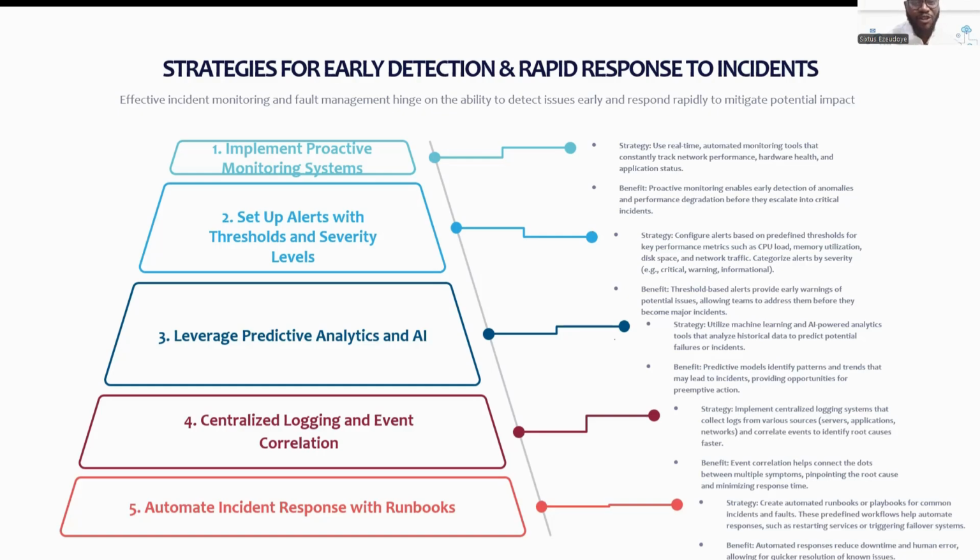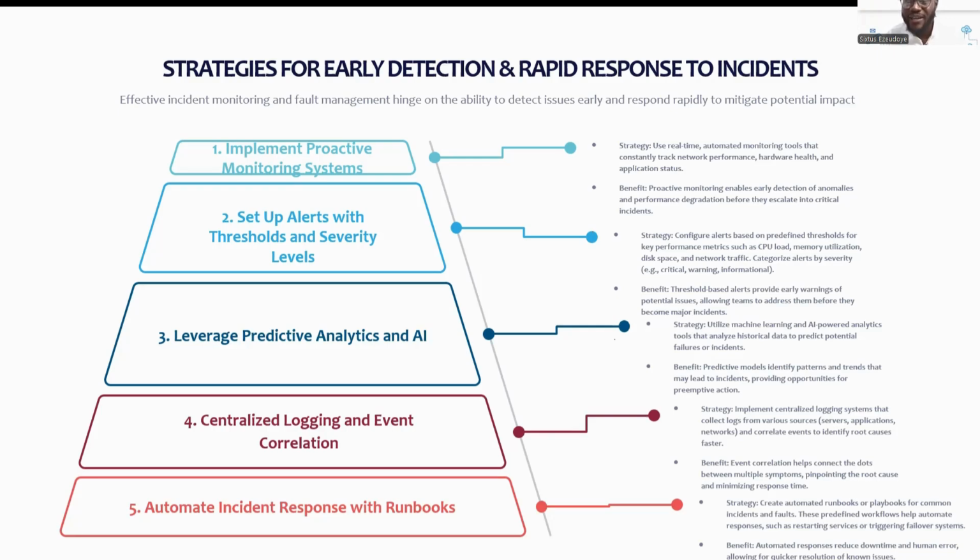The second strategy is setting up alerts with thresholds and severity levels. Configure alerts based on predefined thresholds for key performance metrics, KPIs, as earlier explained, such as CPU load, memory utilization, network traffic, etc. Categorizing these alerts by severity is also key and important. Every incident has its severity level. We have the critical severity, which is the highest, followed by major severity, minor severity, the warning, and the informational severities.